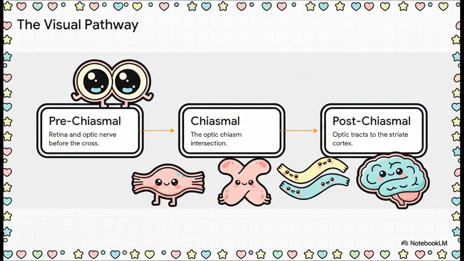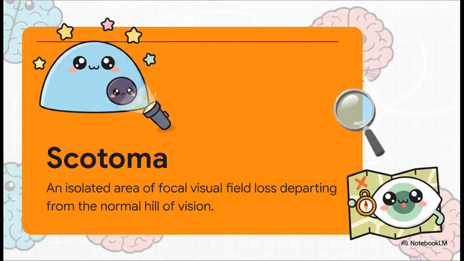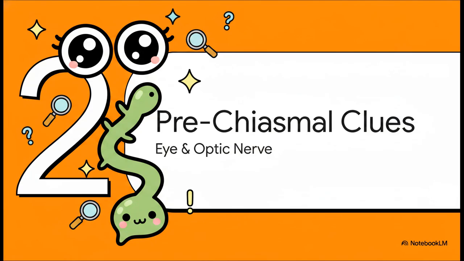If you can just categorize a defect into one of these 3 zones, honestly, you've already done 80% of the diagnostic work. Now, before we actually start hunting down a lesion, we have to classify what we're looking at. We need to figure out if the vision loss is a diffuse loss, which is basically a generalized sinking of that entire hill of vision we talked about, or if it's a focal visual field loss, which we call a scotoma. A scotoma is an isolated specific pothole in that hill. It's these highly specific focal scotomas that are going to give us the exact geographical coordinates we need to hunt down a lesion. Section 2, pre-chiasmal clues.